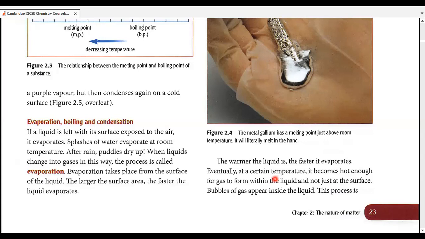Sir, if the liquid would be more hotter, it will evaporate faster. Actually, that would be temperature, because hotter liquids have higher temperature. So I'm asking for factors other than temperature and surface area.